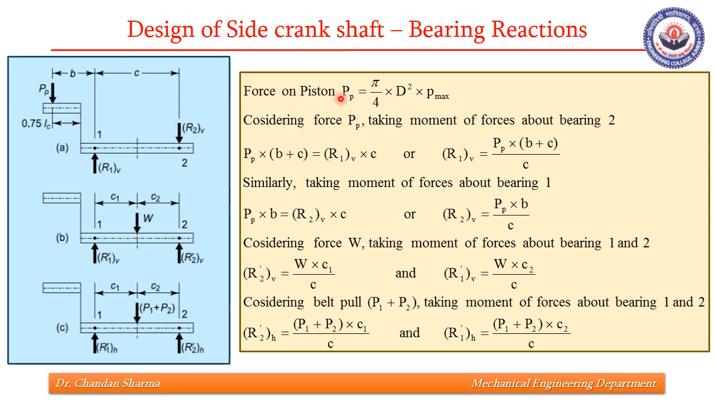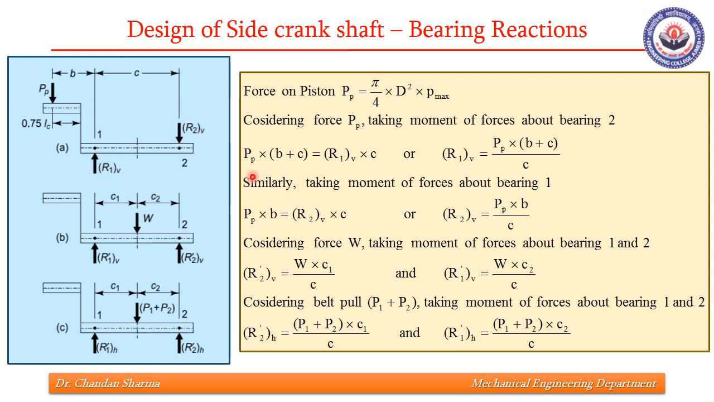Now, force on piston is simple, pi by 4 D square into P max. Our job is to find the reactions, vertical as well as horizontal, on bearing 1 and 2. With the basic understanding of shaft design and finding moments about the bearings, we can find these reactions in vertical plane as well as horizontal plane. For example, if we consider this force PP and ignore W over here, we can find reactions R1V and R2V.